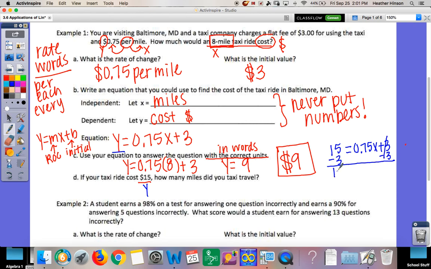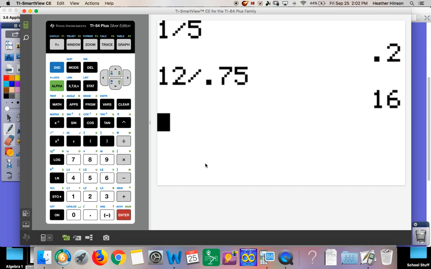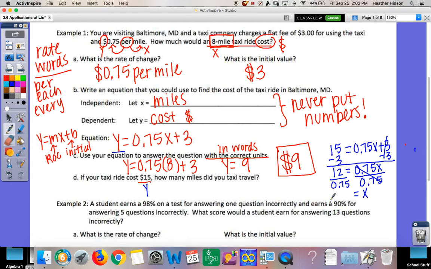15 minus 3 is 12. And this is 0.75 times x. The opposite of multiplication is division. So we divide 0.75. So it cancels out. And 12 divided by 0.75, we're going to get 16. So x equals 16. Anytime you solve a word problem, you have to put it in correct units, in words.